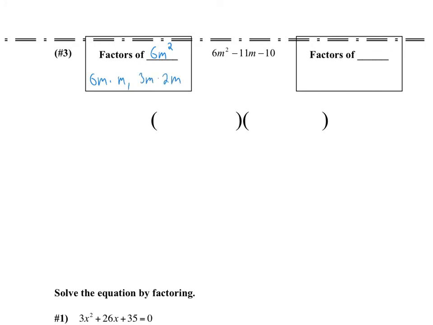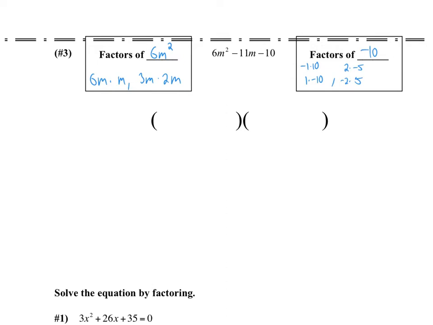What are the factors of negative 10? This one's a little tricky. We'll multiply this to negative 10. Well, we have negative 1 times 10. We also have 1 times negative 10. And then we have 2 times negative 5 and negative 2 times positive 5. So we got a lot more combinations to try here for this one.